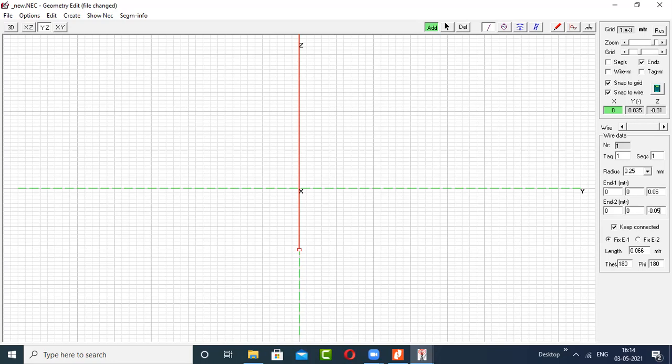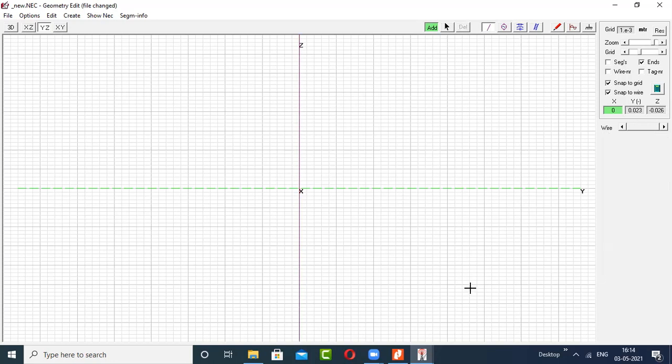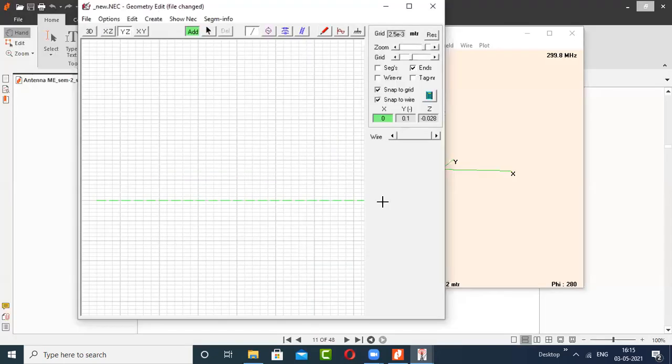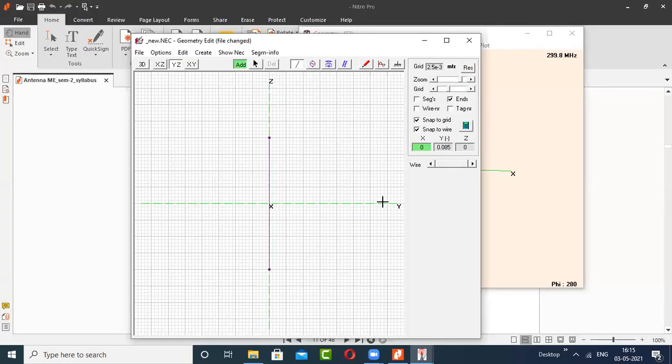That column is not visible. Actually 0.1. Now this toolbar is visible, not the previous one. Is it okay now? Yes.